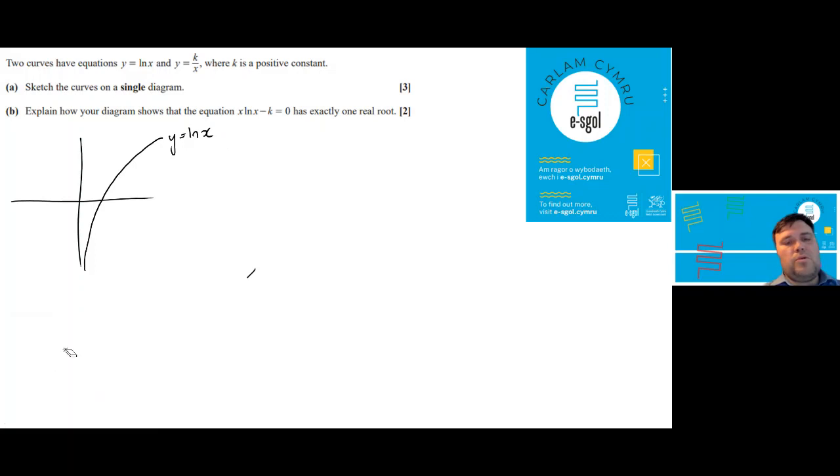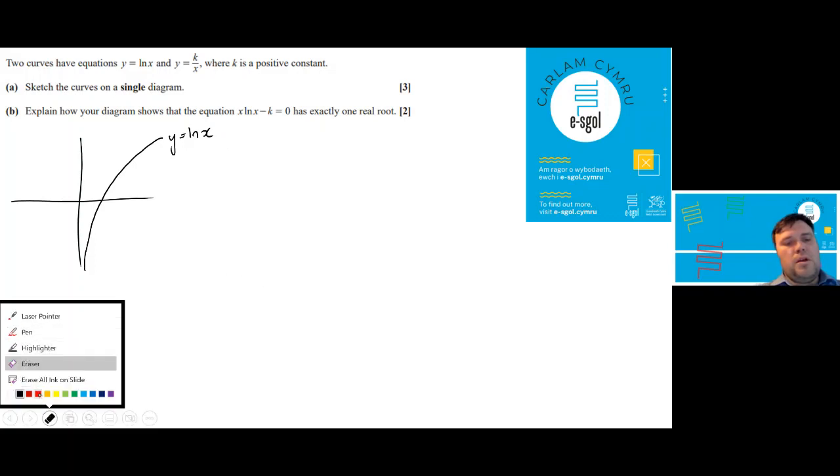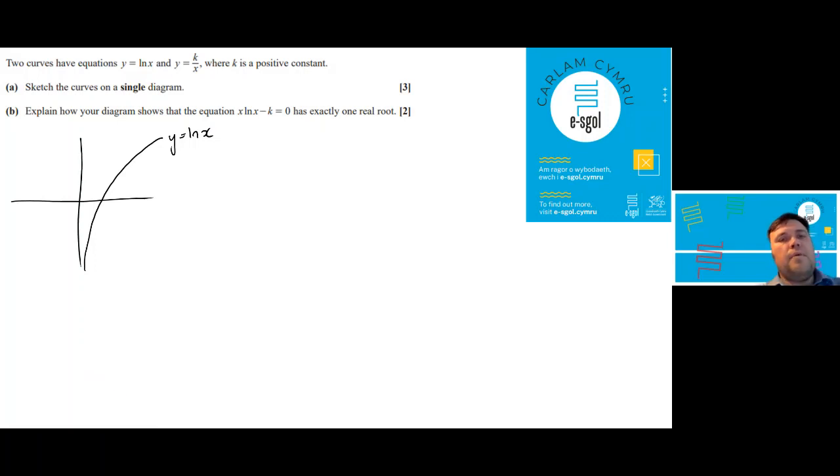And then I'm going to go to a different color. Then we need to do k over x. Now the k over x, if you know what y equals 1 over x looks like, it's the same thing with k over x. It's just stretched out in the y-axis. But because we're just drawing a sketch, it's acceptable for you to sort of draw it looking there and there. And then again, label this as y equals k over x. So there's your sketching for 3 marks.